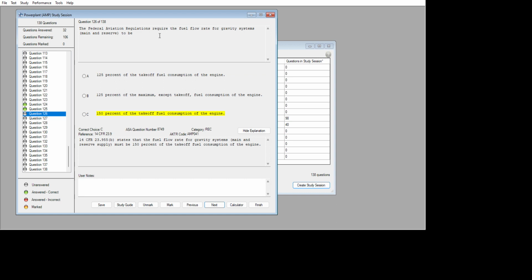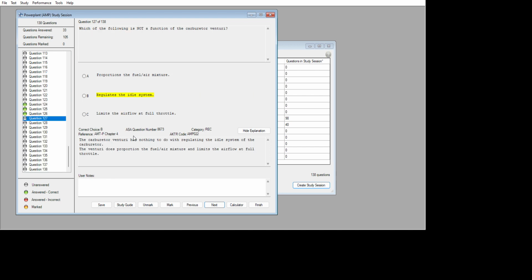The Federal Aviation Regulations require the fuel flow rate for a gravity system, main and reserve, to be 150 percent of the takeoff fuel consumption of the engine.